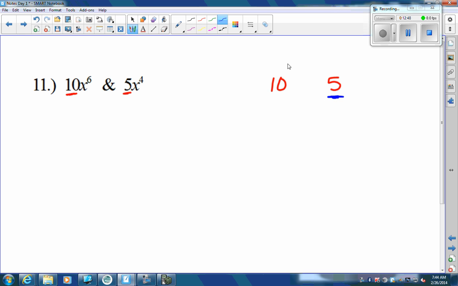Does 5 go into 10? Yes, 5 is the GCF. Because if I talked about my factors, it would be 5 times 1, 5 times 2. Remember, your GCF is the number that goes into both of them. Okay? So I have 5. Now, I have x's in both of them, right? So I have an x. Out of these two terms, what is my lowest exponent on my x's?